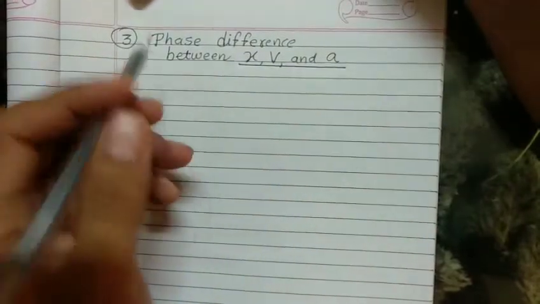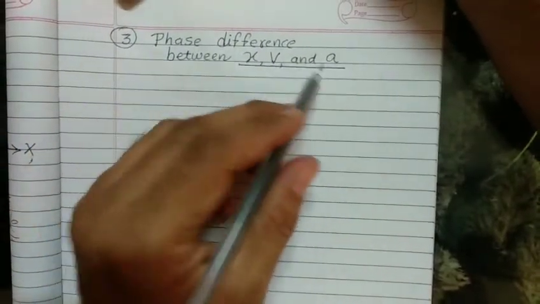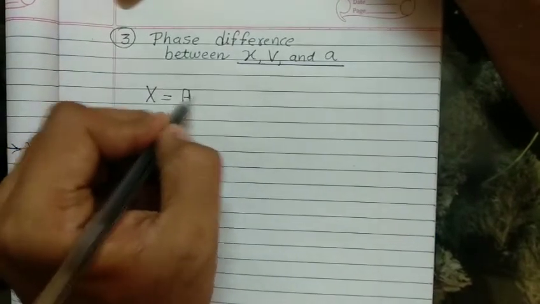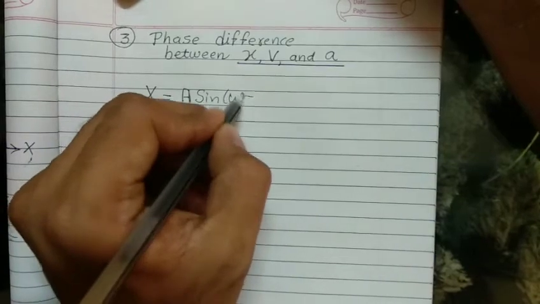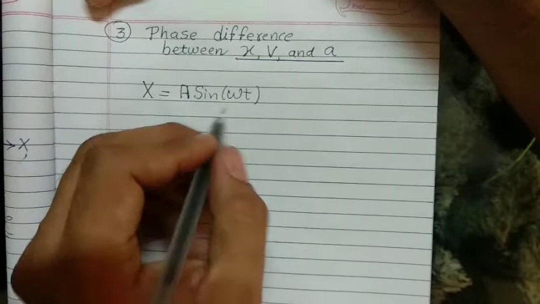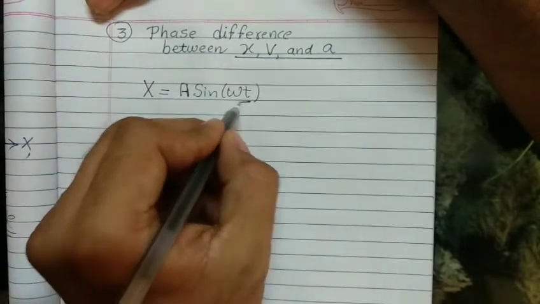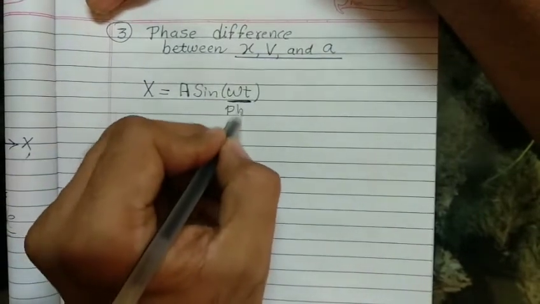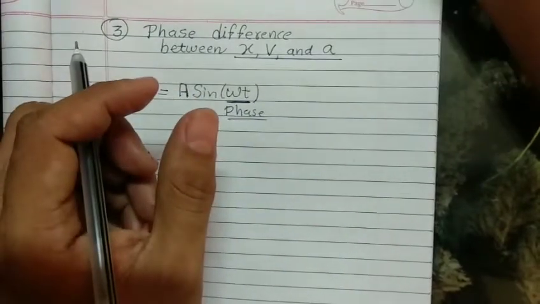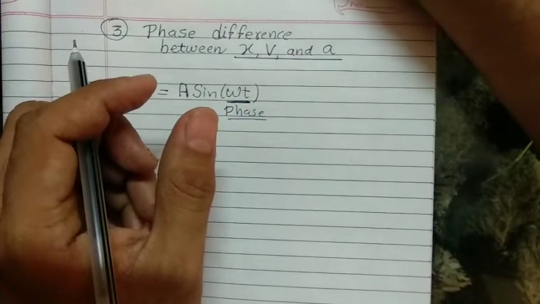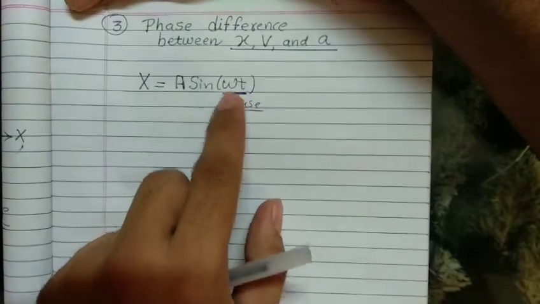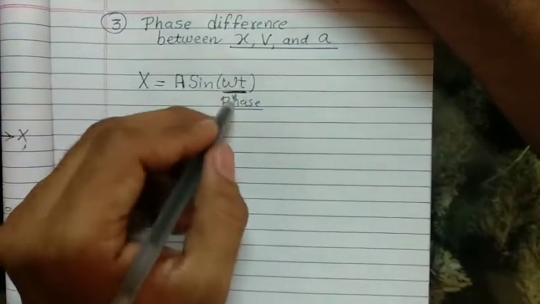Now the next point we'll discuss is the phase difference between x, v and a. See, x is a displacement and suppose displacement is given by this formula, a sine omega t. Here I'm not including the phi angle, but we can include that also, no problem. Here omega t which is written over here is called the phase. Phase is basically an angle. This angle helps you decide the state of oscillation, that is, where the body is during oscillation. So omega t is the phase.